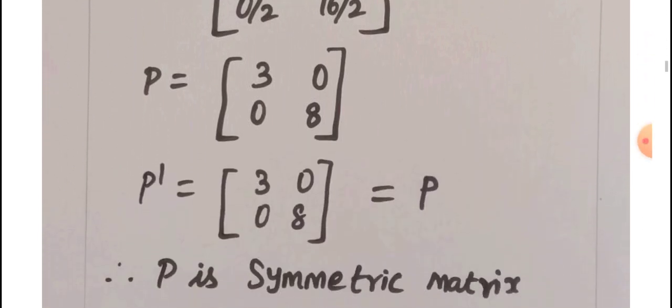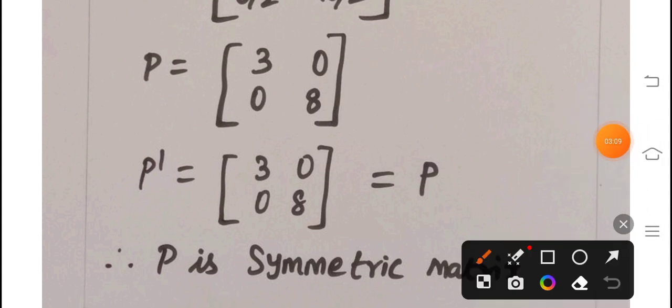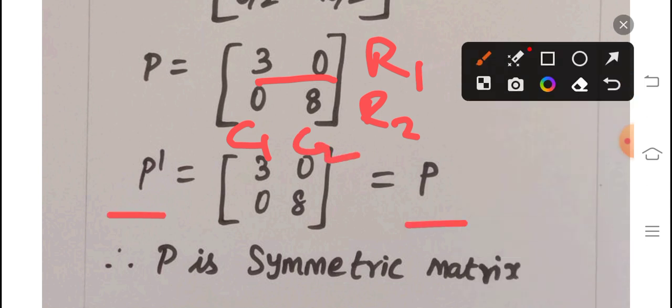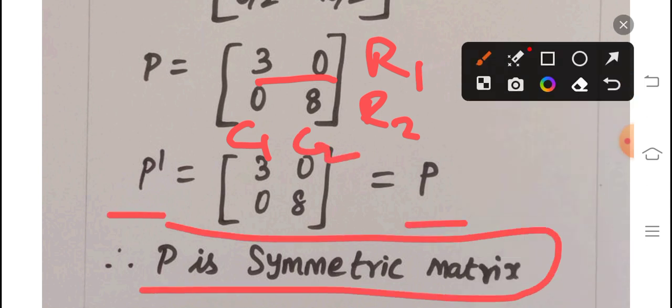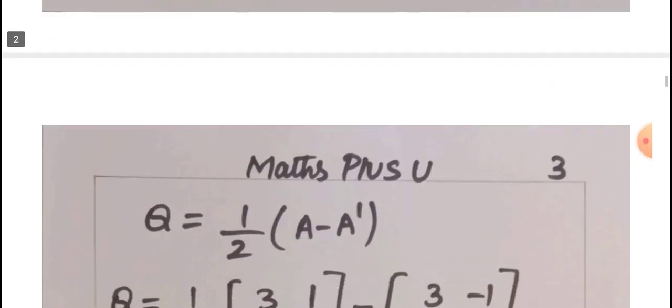Now you're going to check P transpose, whether P transpose is P or not. 3 0: R1 becomes C1. 0 8: R2 becomes C2. Yes, P transpose is P. Then I can say P is what matrix? Symmetric matrix. So P transpose is P, a symmetric matrix.